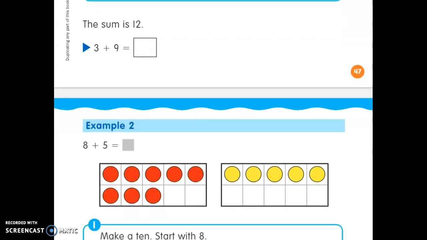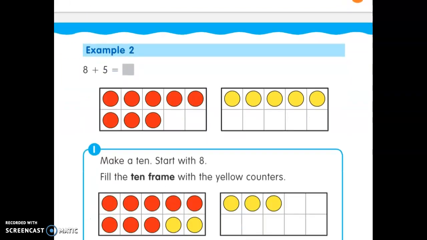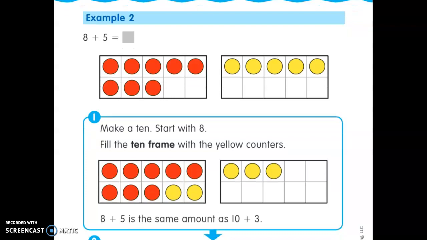And the second page we see some 10 frames. And the trick is make 10. Okay, and the first page, it's what you guys are used to doing, counting objects. On this page, the trick is make 10 to find out the other numbers. So 8 plus 5 equals an unknown number. So how can we solve that?